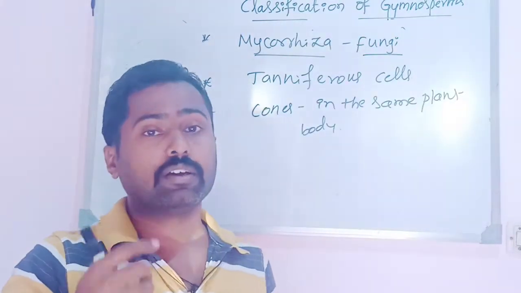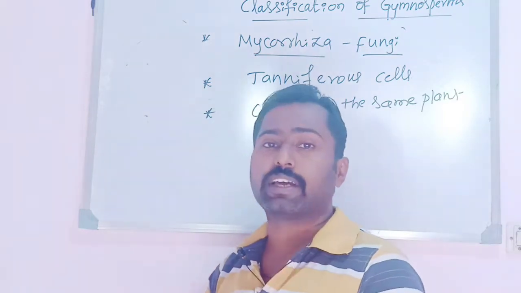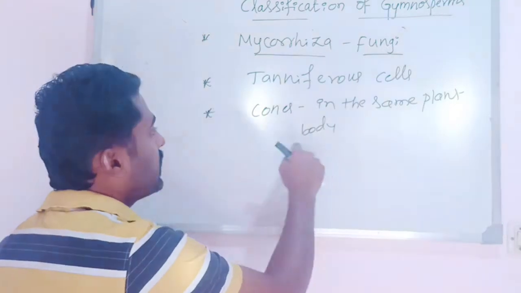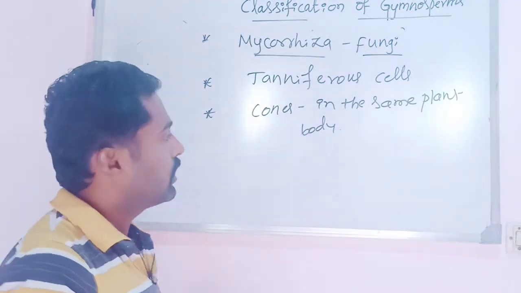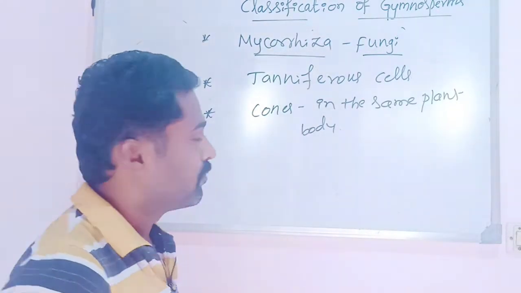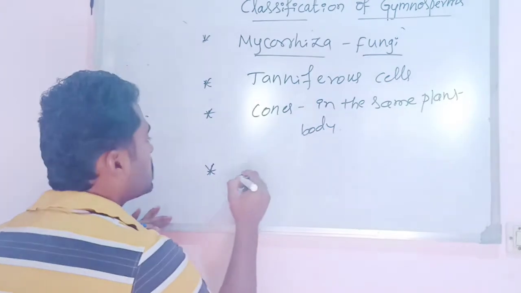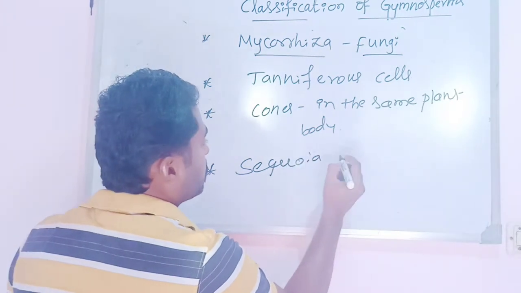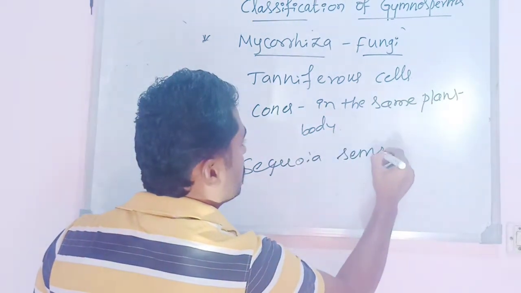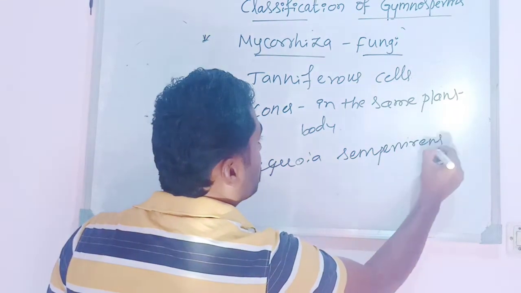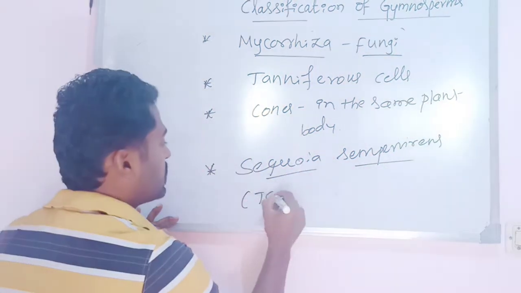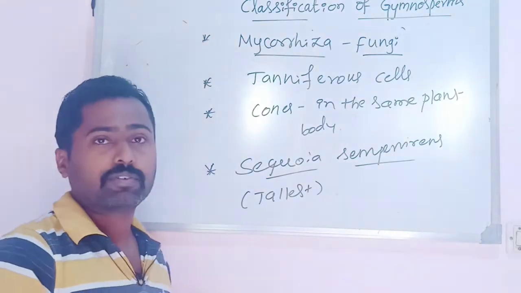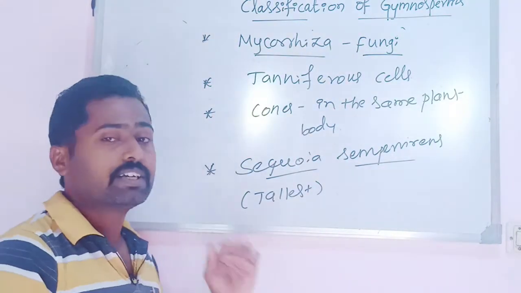They are not like the Cycadopsida, such as Cycas, where the male plant is separate and the female plant is separate. Here, both the male and the female cones develop in the same plant body. We can see a giant tree in this group, Sequoia sempervirens. Sequoia sempervirens, also called Sequoia gigantea, is the tallest tree in the world.